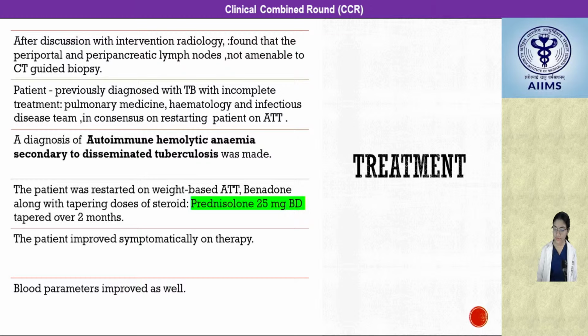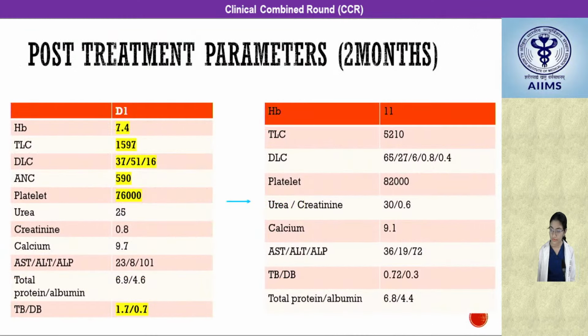A diagnosis of autoimmune hemolytic anemia secondary to disseminated tuberculosis was made. Patient was started on weight-based ATT with tapering doses of steroid, prednisolone 25 mg BD, which was tapered over a 2-month period. The patient improved symptomatically on therapy and her blood parameters improved as well. These images can show the difference of the hemoglobin count after treatment. From 7.4, it had improved to 11. The TLC had improved from 1,597 to 5,210, and her platelet count had also improved from 76,000 to 82,000. The total bilirubin, direct bilirubin, had also normalized.